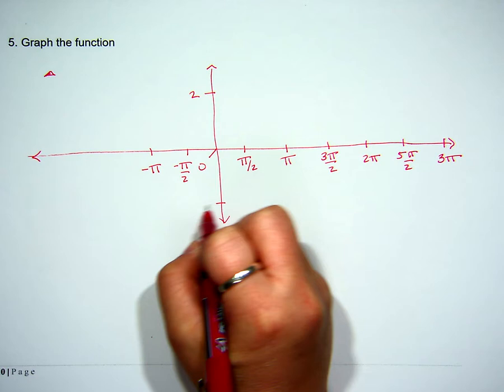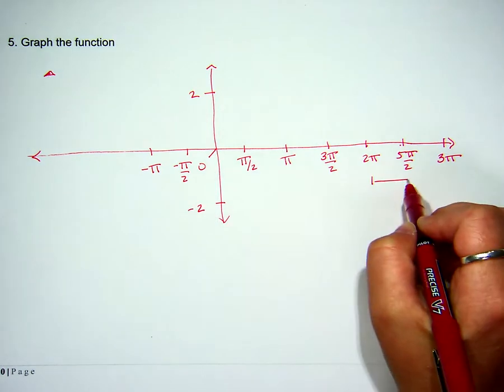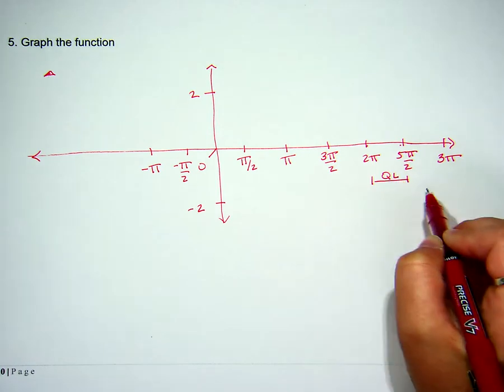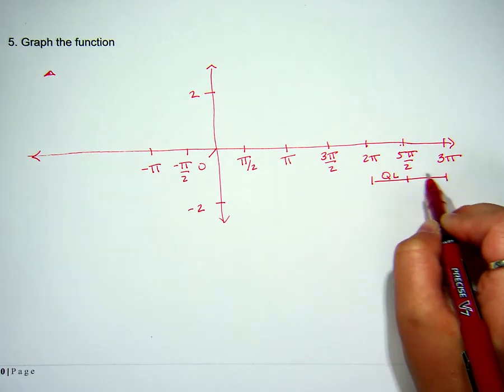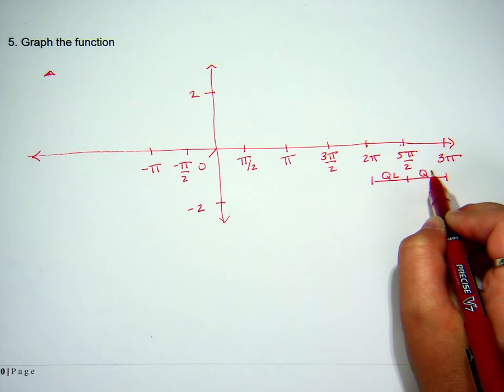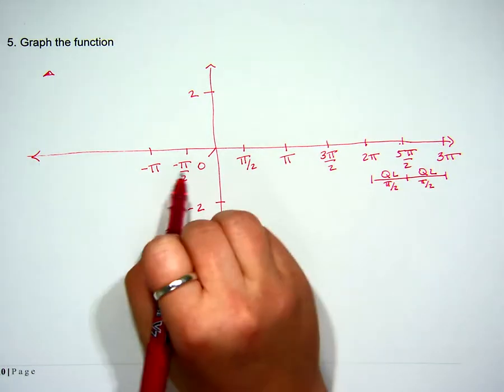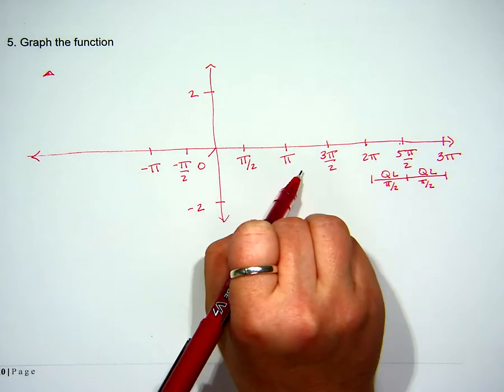Now you might be asking, well, how did you get from here to here? How did you know that this was 5 pi over 2? Well, because between here and here is quarter length. Between here and here is quarter length. So all I did to get the next values was I took 2 pi and added pi over 2. I took 5 pi over 2 and added pi over 2. Same thing on the other side, except this is negative of what's on this side.